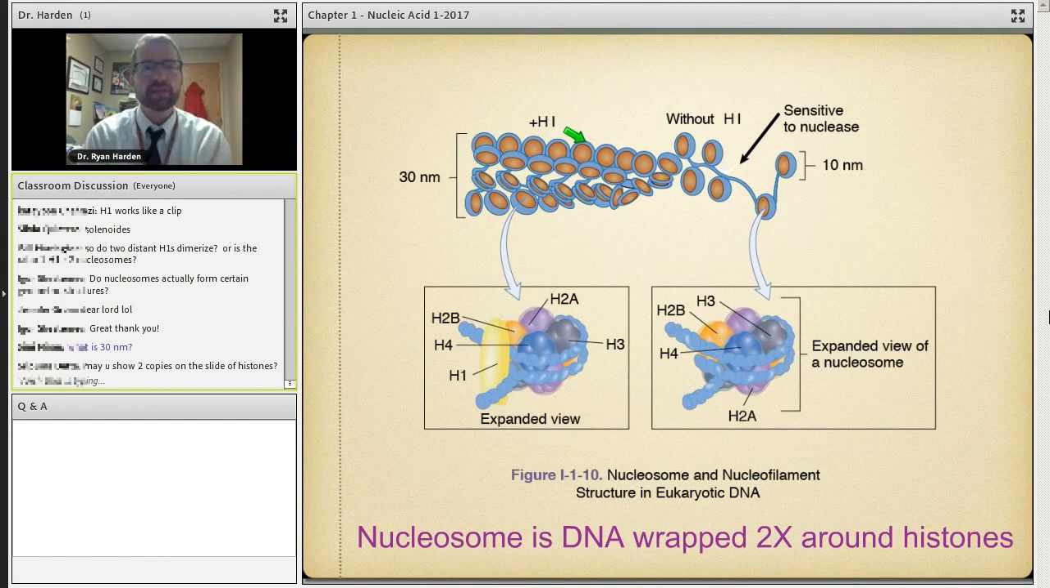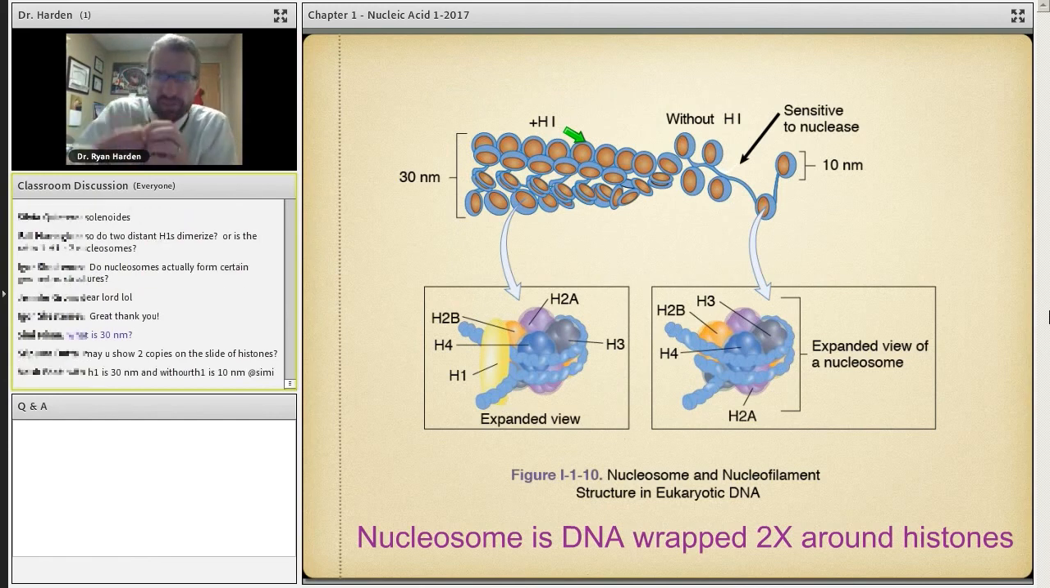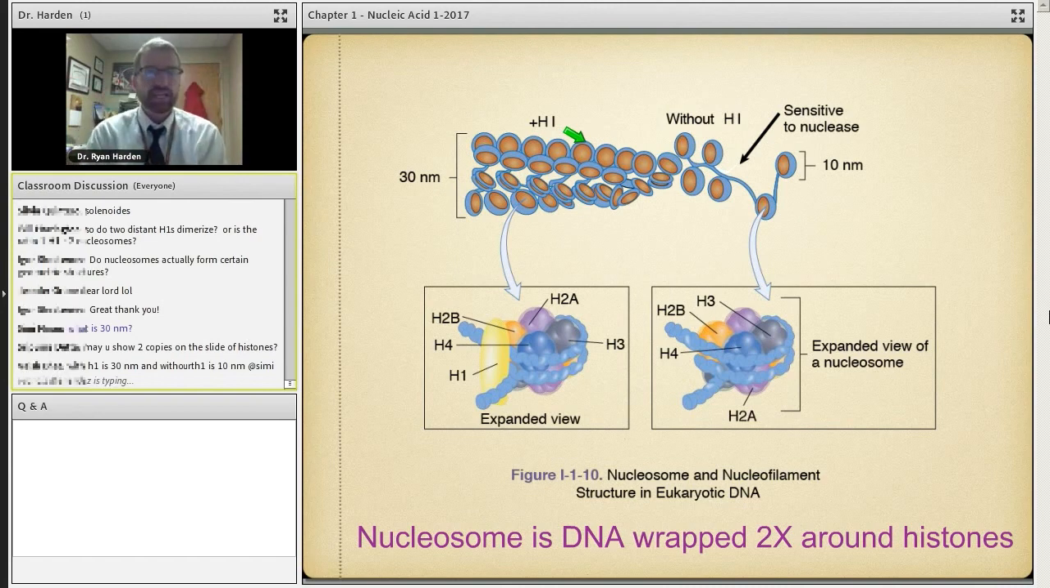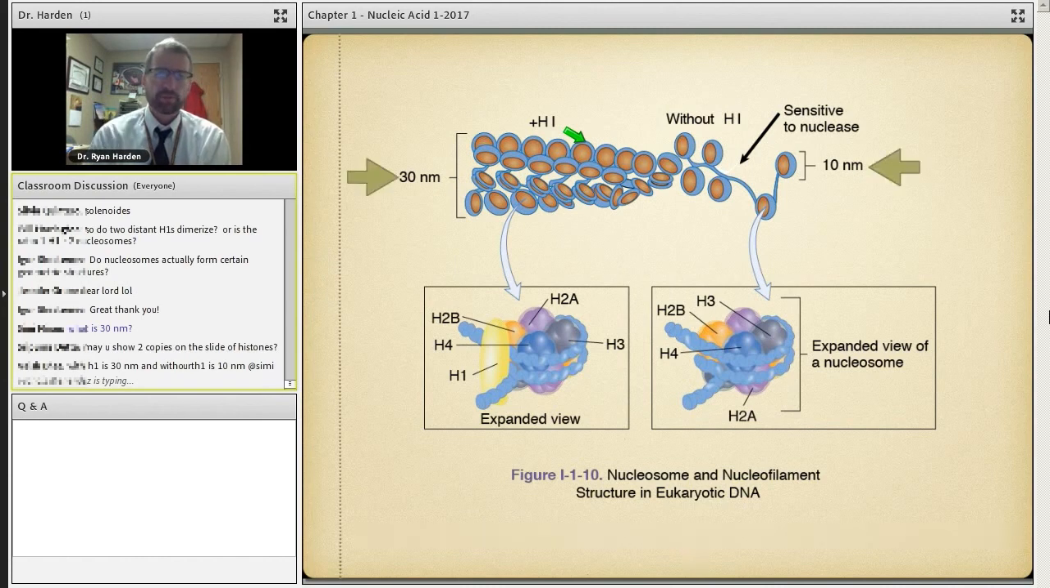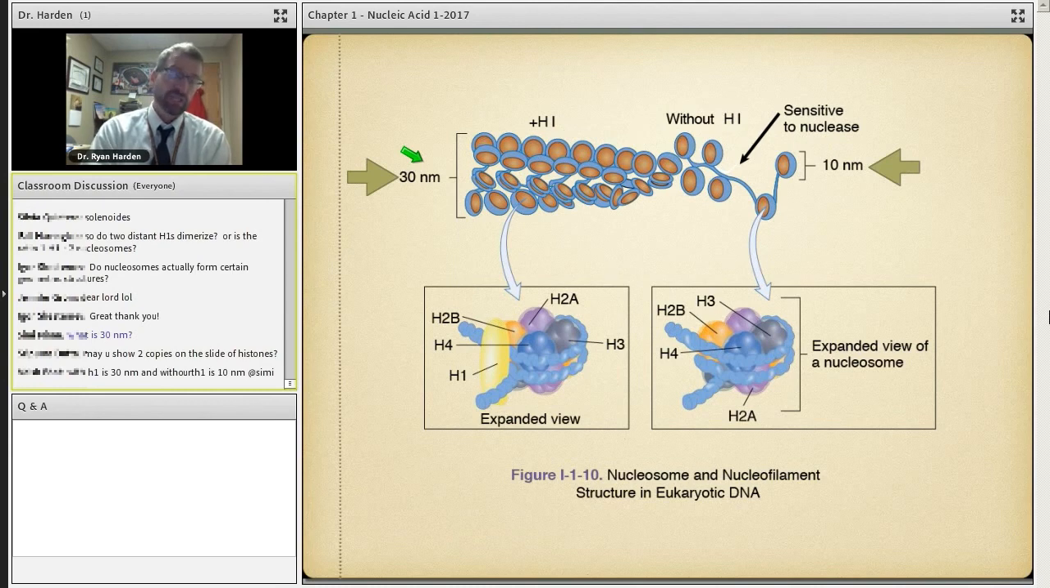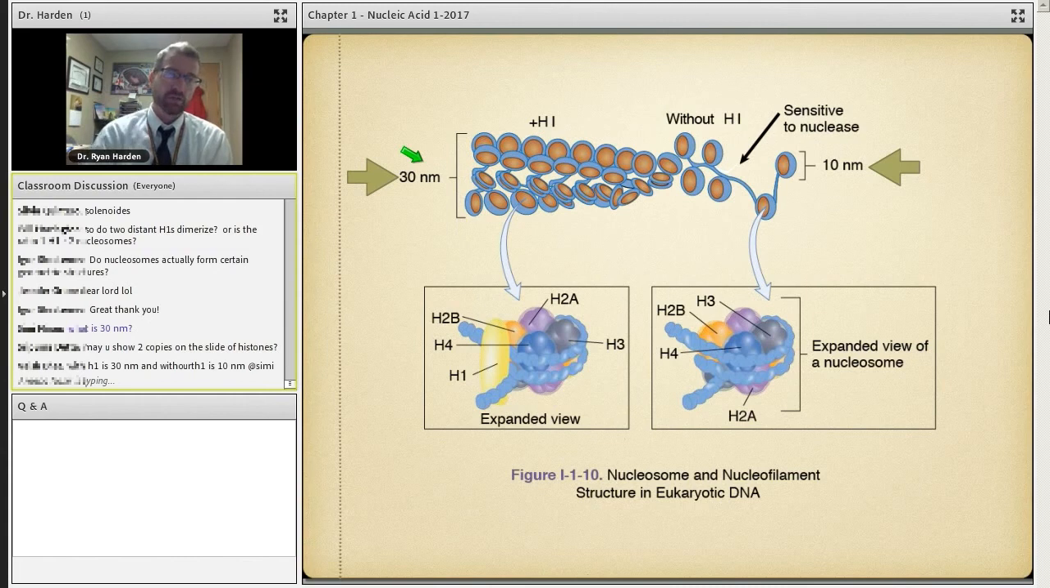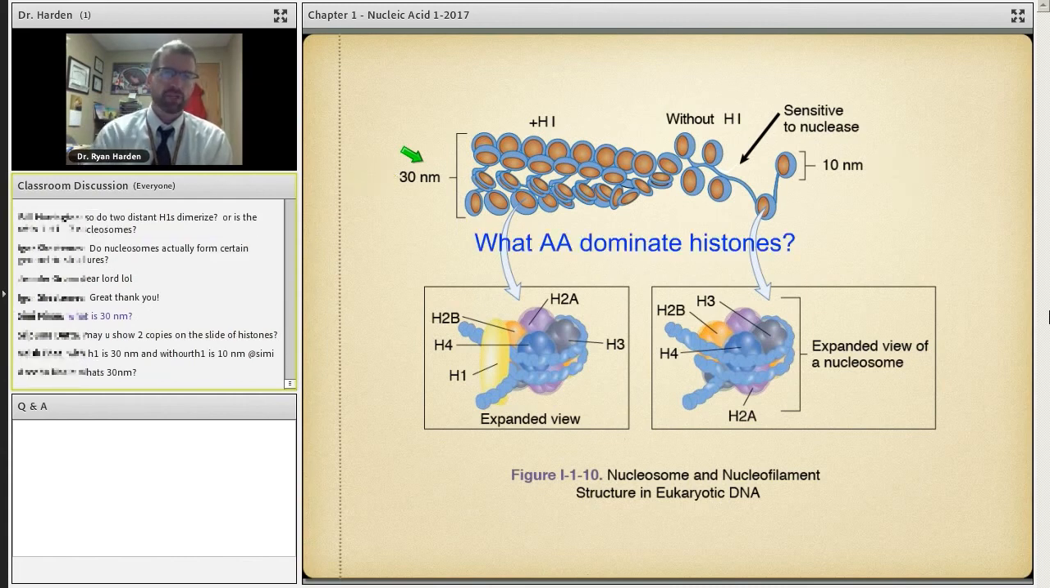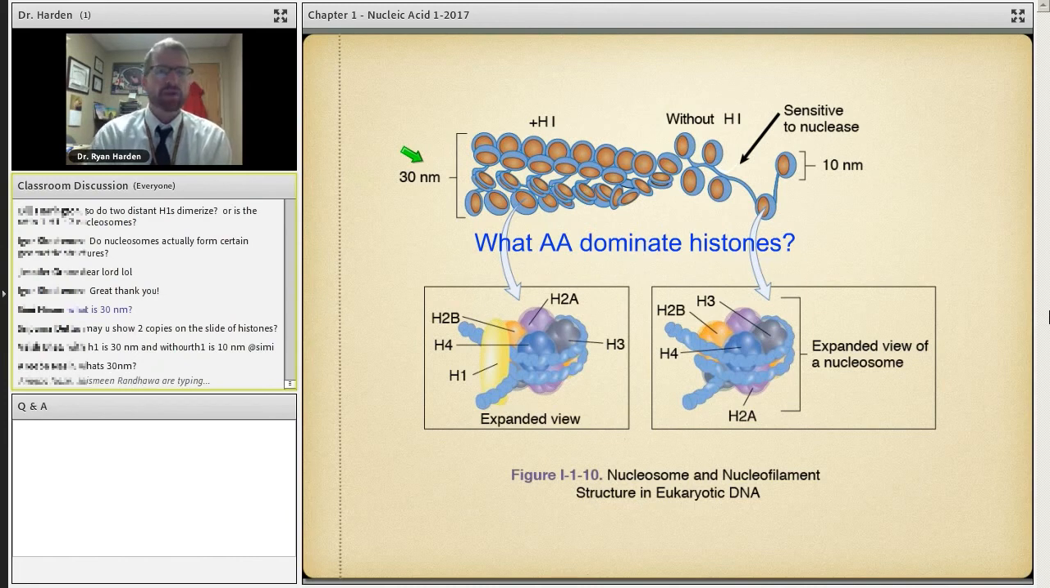So basically, a nucleosome is DNA wrapped twice around histones, 8 histones: 2 copies of H2A, 2 copies of H2B, 2 copies of H3, 2 copies of H4. And if you want 2 nucleosomes to come close together, you need histone H1. This has been on the exam before. You need to know those sizes, how big chromatin and a nucleosome are. Moving right along. Now, here's a question for you.